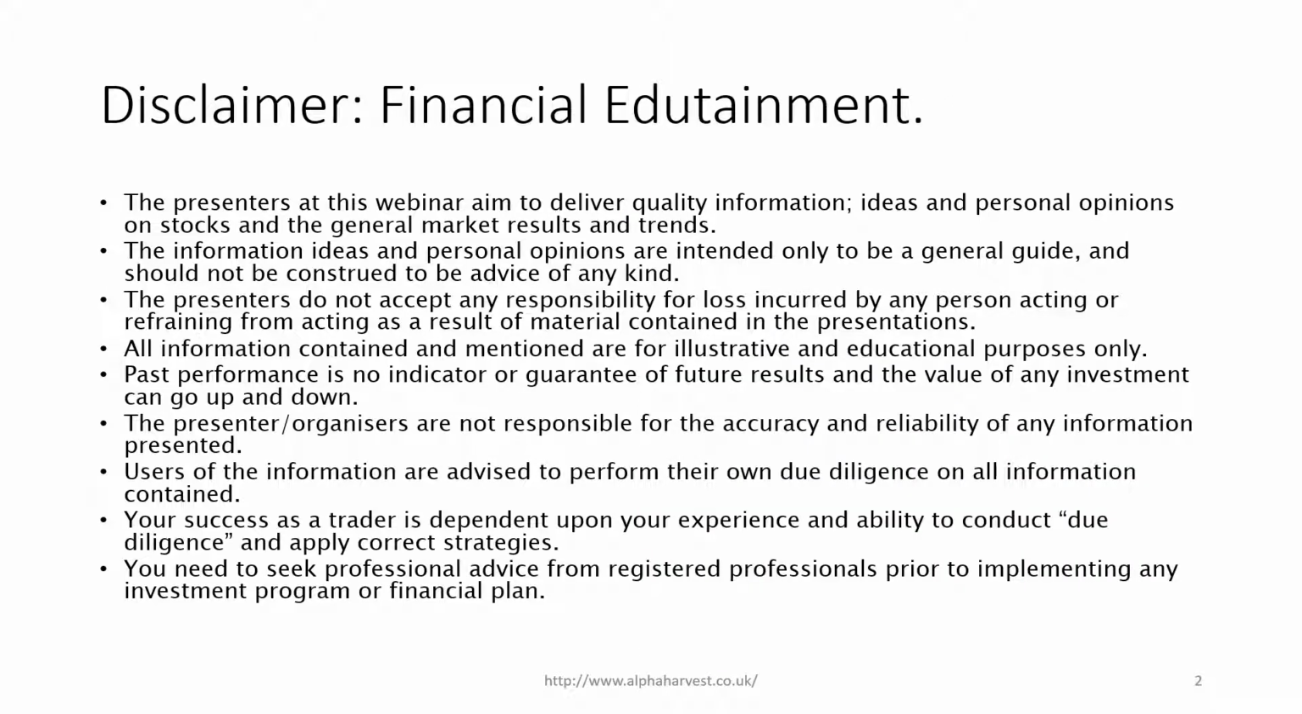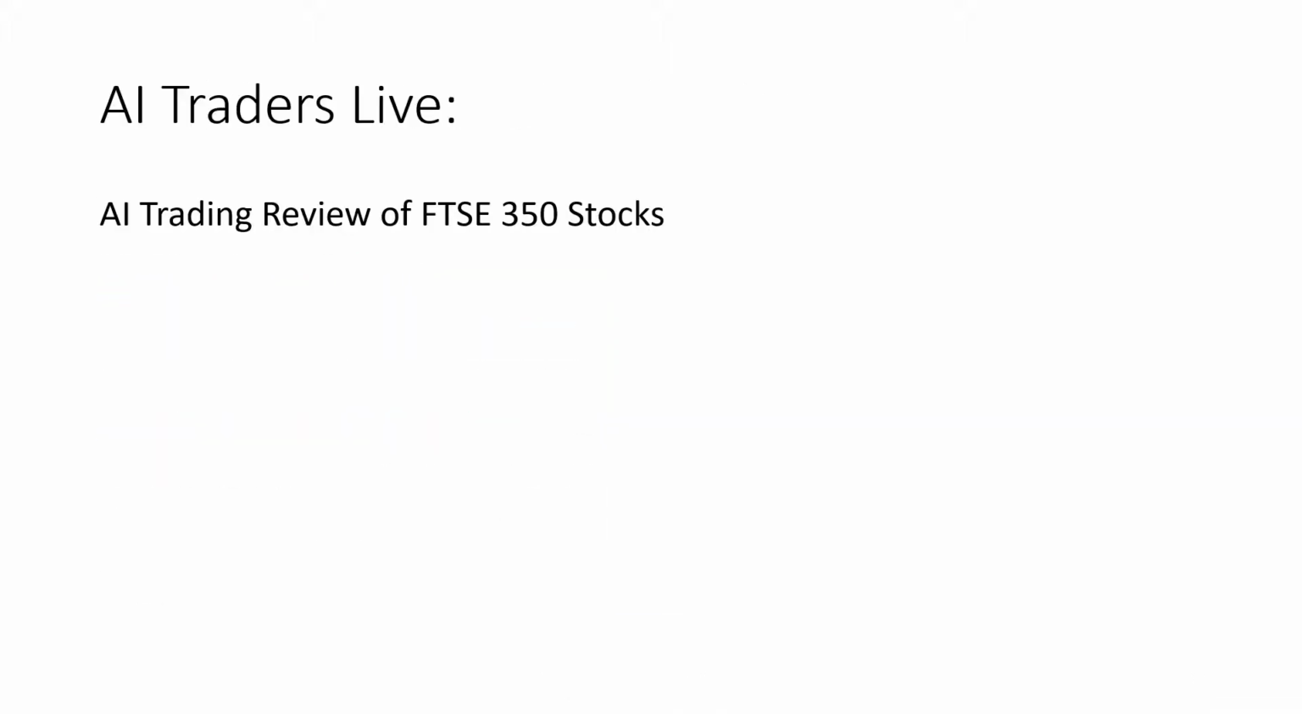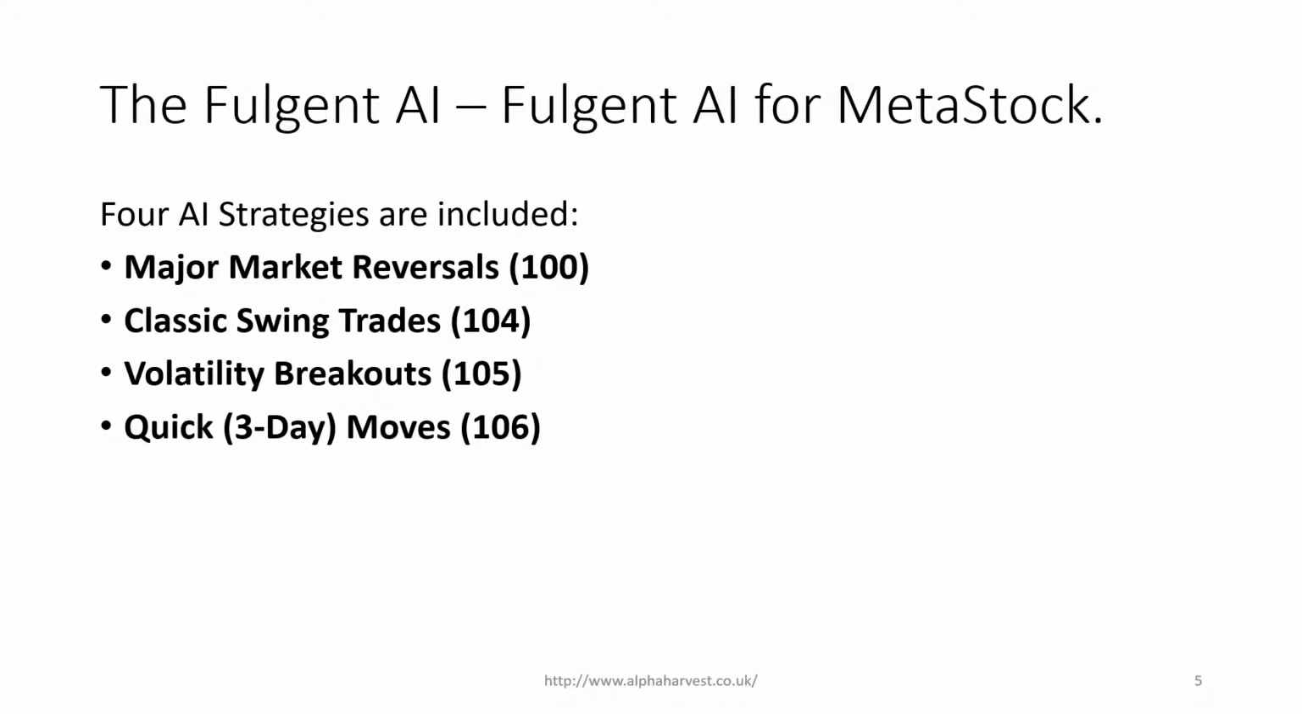Today we're going to look at the FTSE350 and we're going to look at these stocks from an artificial intelligence trading perspective. We've got four AI engines that we use: major market reversals, classic swing trades, volatility breakouts, and quick 3-day moves. Now these four AI engines, or screening AIs, look for different types of trading styles.